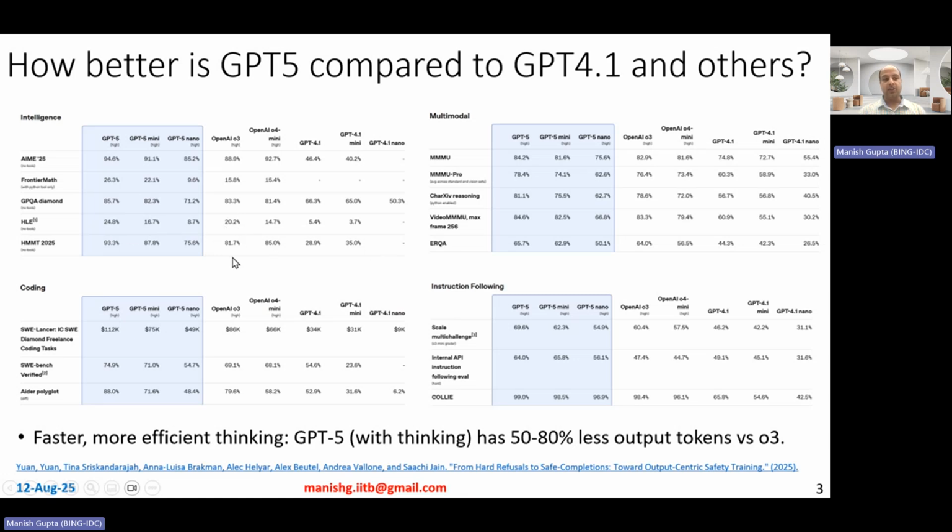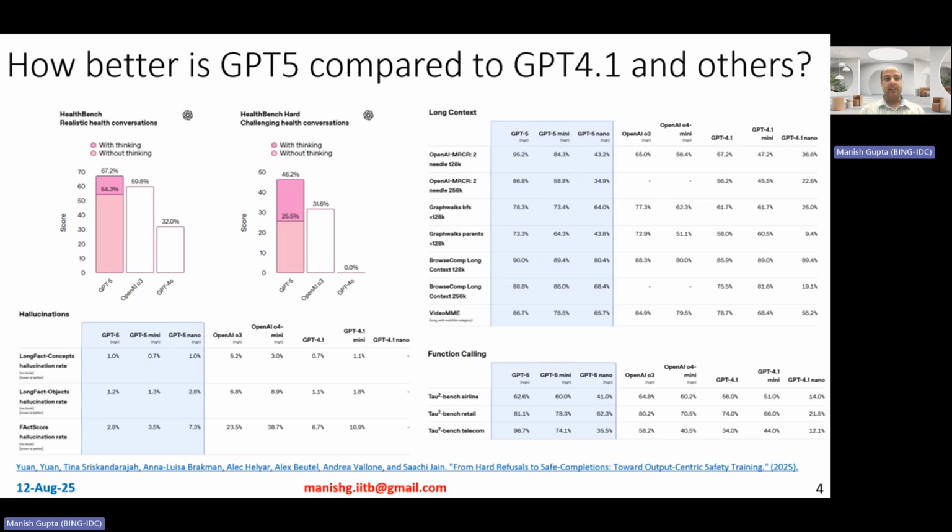So it has also been tested on coding benchmarks, on multimodal benchmarks, on instruction following benchmarks. And as you can observe by pausing the video, the GPT-5 thinking model is way better compared to any of the previous models, O3 or GPT 4.1. Okay. What's awesome is that it is not just better, but is also faster. So the GPT-5 thinking model essentially uses 50 to 80% fewer tokens compared to O3. So it's not just more accurate, but it's also much faster, thereby saving compute cost also. Okay. On health benchmark, HealthBench is a benchmark that OpenAI came up with recently.